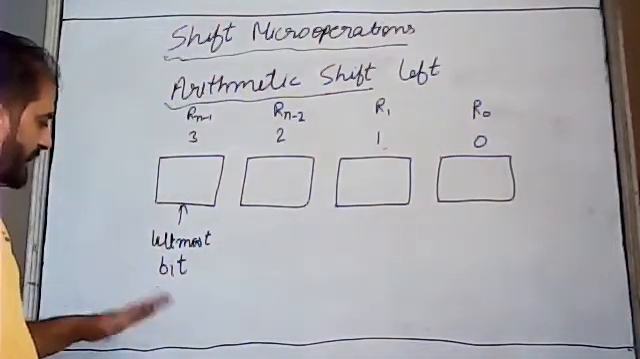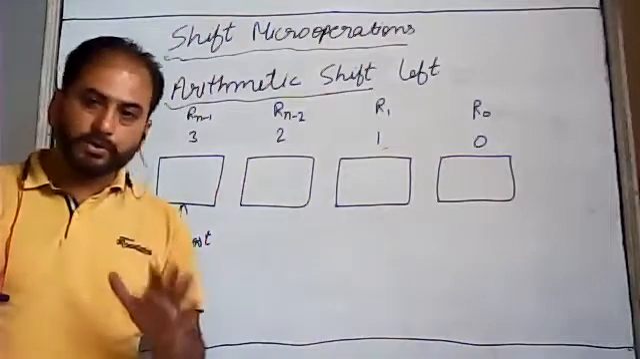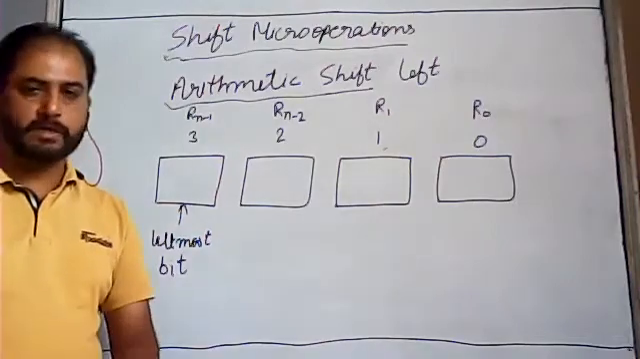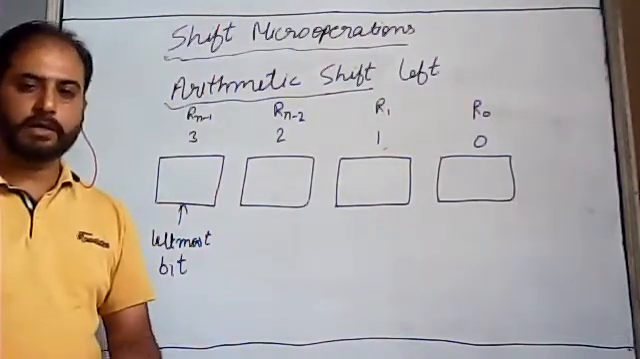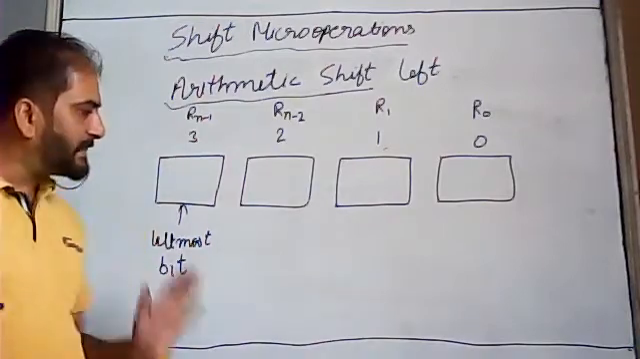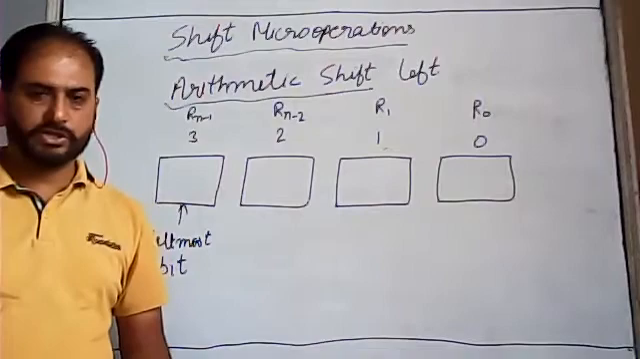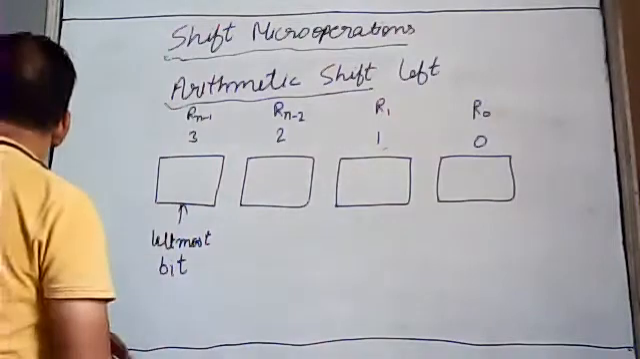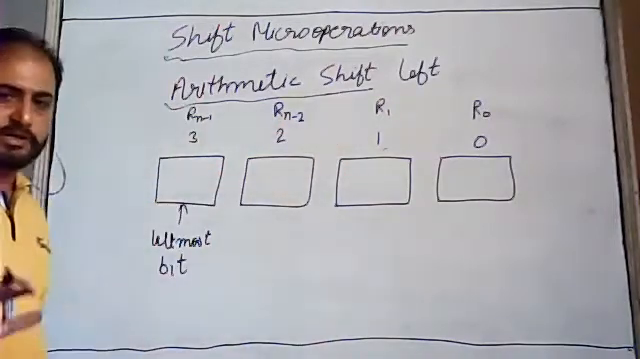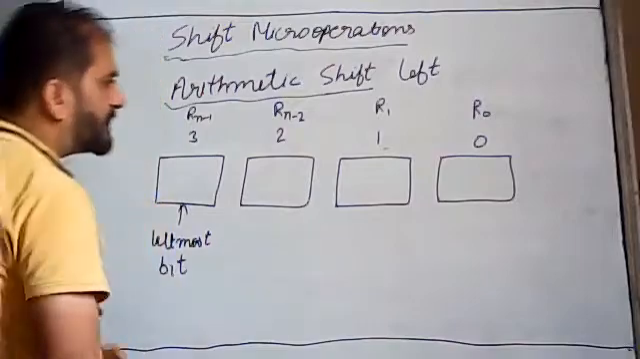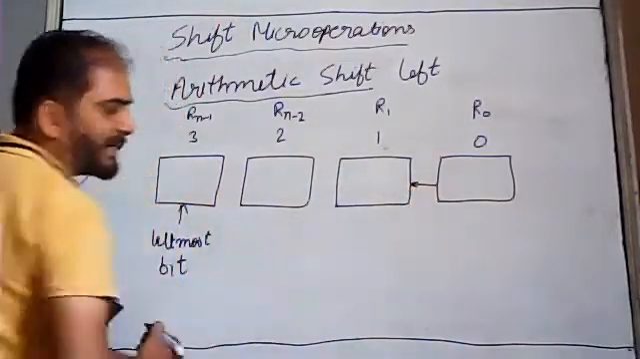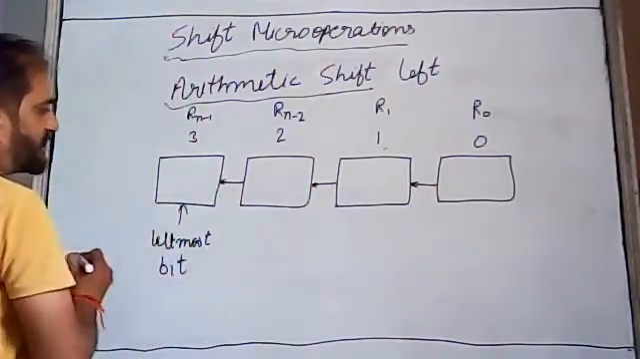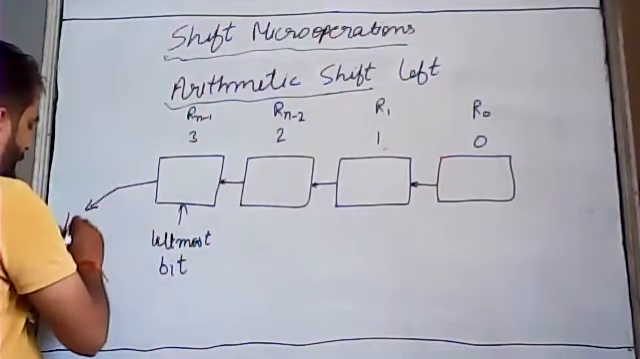I have also told you that the sign of the number should not be changed. If it is positive, then after performing the shift operation, it should again be positive. If it is negative, then after performing the shift operation, it should again be negative. So in arithmetic shift left, this bit is shifted to this position, and this one is shifted to this position, and this one is shifted to this position, and this bit is discarded.